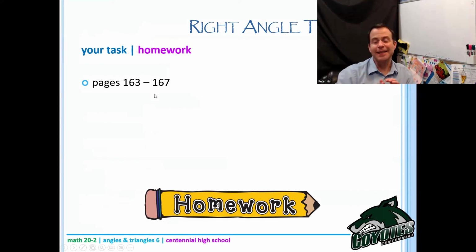Next up is an exciting thing called the sine law. So we'll talk about that next. First, take some time to get comfortable with this.